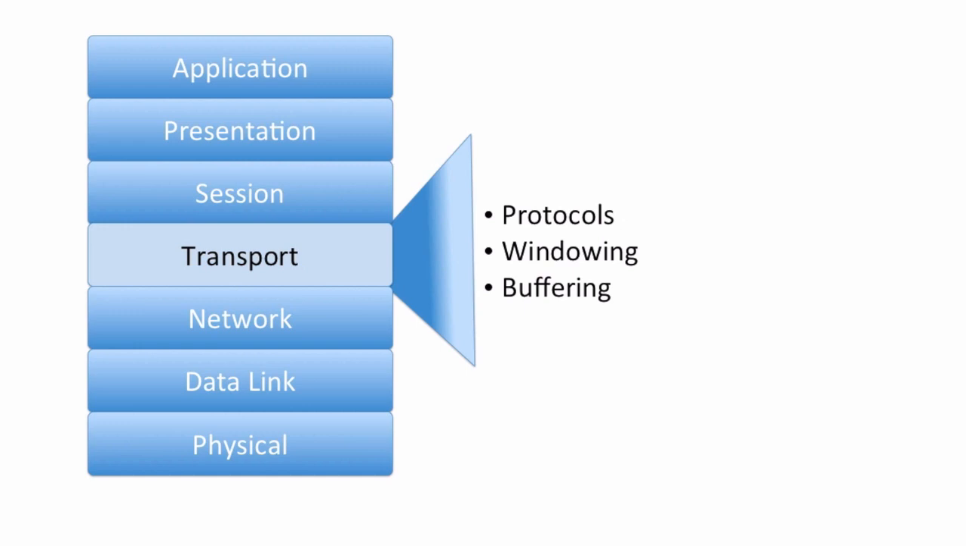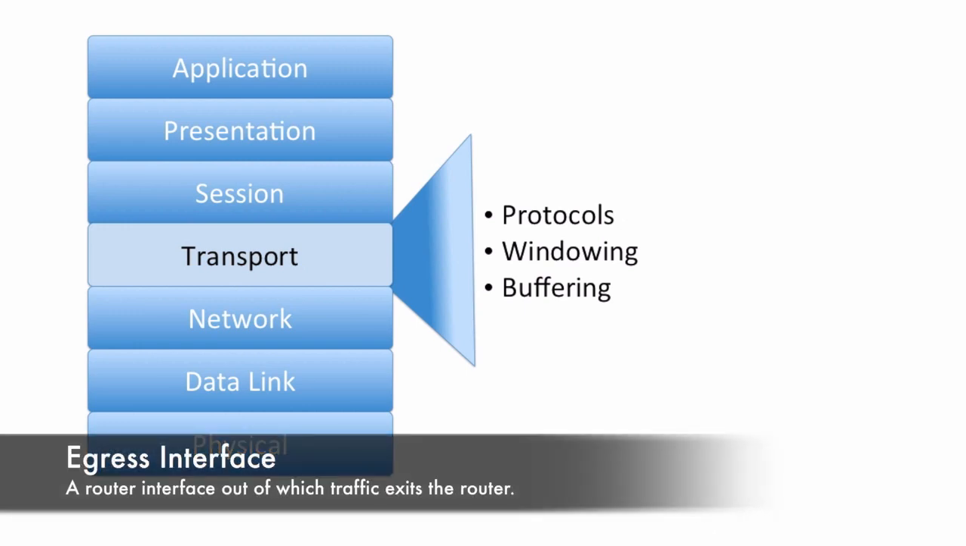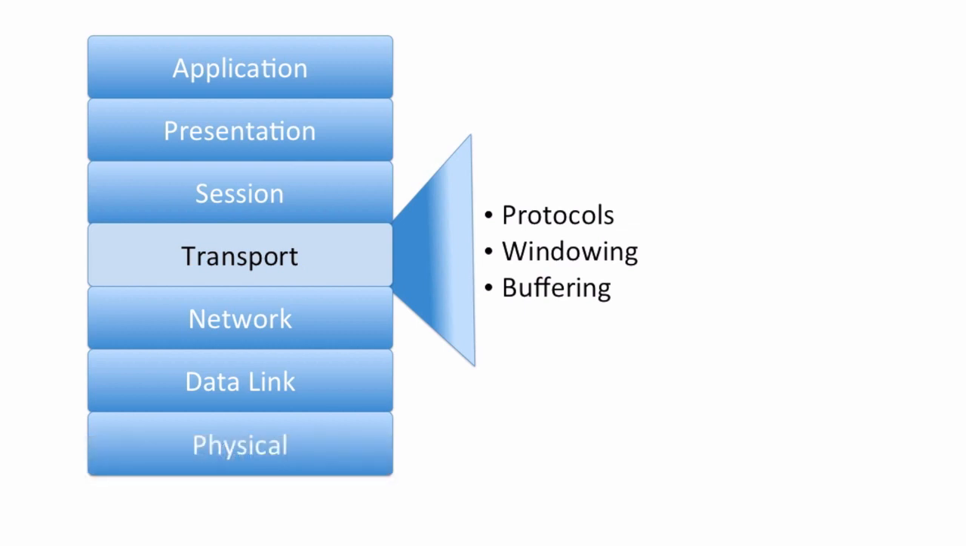For now though, let's just understand what buffering is. It's a way for a router's outgoing interface, that we sometimes call the egress interface, to store up packets until there is enough bandwidth to transmit them out of that interface.